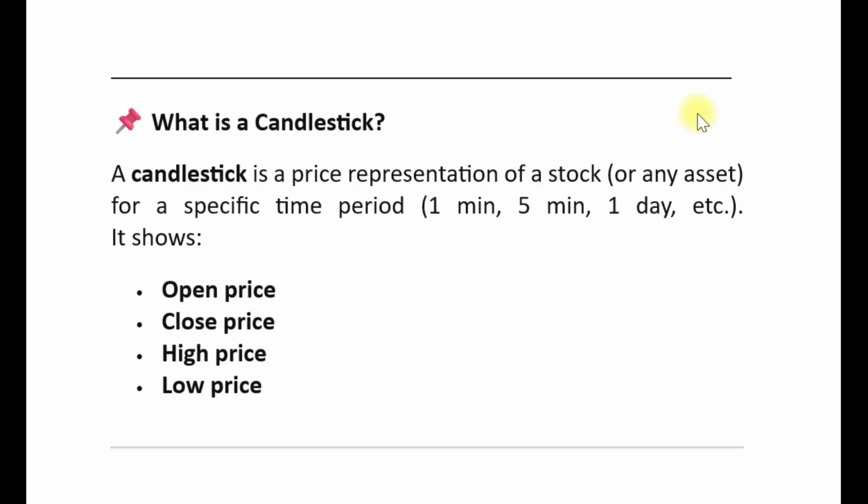A candlestick is a price representation of a stock for a specific period of time. It may be 1 minute, 5 minutes, 1 day, etc. It tells you about the opening, high, low and closing price of the stock for a specific period of time. It indicates the market sentiments, like what buyers and sellers want to do.